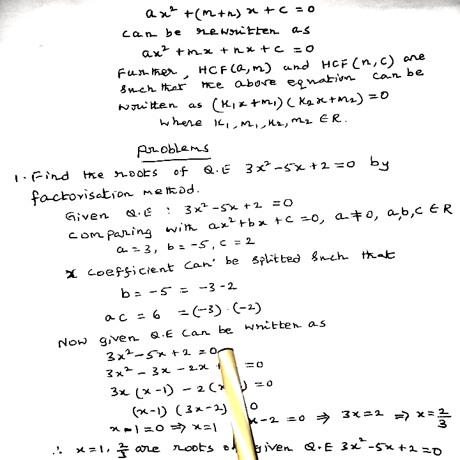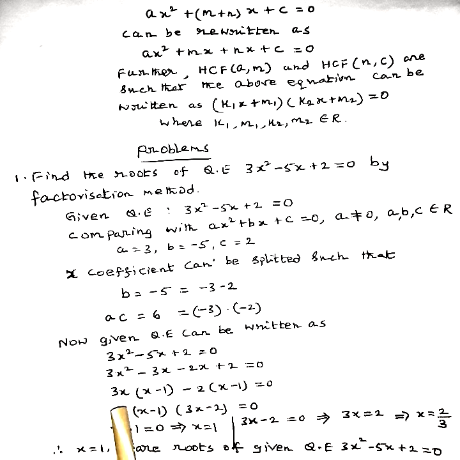So the given quadratic equation can be written as 3x square minus 3x minus 2x plus 2 equal to 0. That is, minus 5x is split into two parts, minus 3x minus 2x. From these two terms, 3x is taken as common factor and we get 3x multiplied by x minus 1. From the other two terms, minus 2x plus 2, we take minus 2 as common factor and we get minus 2 multiplied by x minus 1.